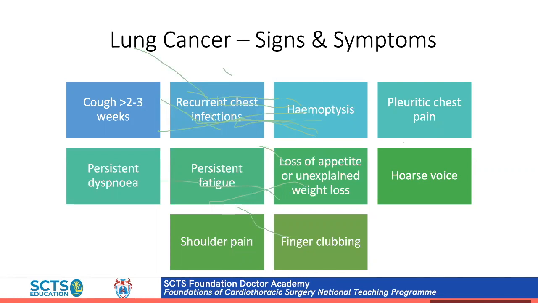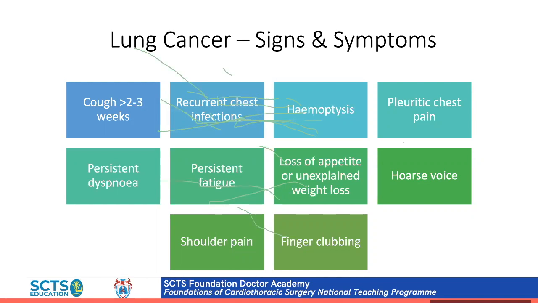A hoarse voice. Anyone know why people would get a hoarse voice? So we have comments saying recurrent laryngeal involvement. Yeah, absolutely. So your recurrent laryngeal, of course, is very close to where the station 5 and 6 lymph nodes are. So say if you've got a malignant involvement of these lymph nodes and they encase the nerve or similar, then you can have a hoarse voice. And shoulder pain, very similar, if there's involvement of the chest wall.